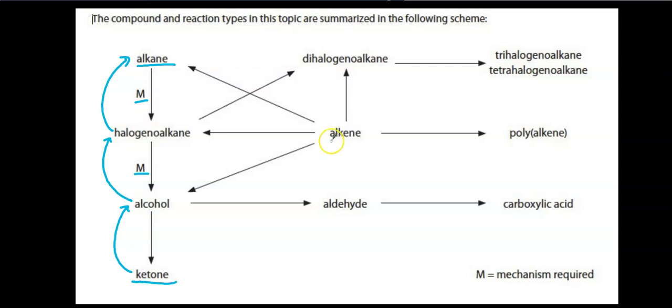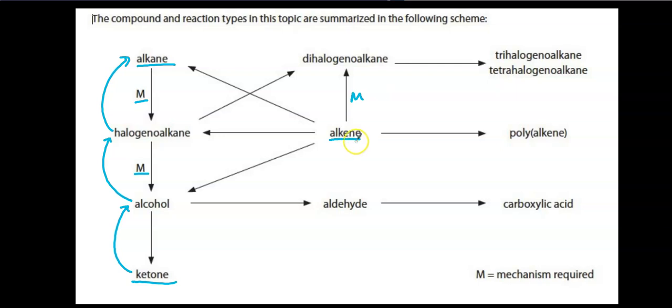Next, let's go here to alkenes. And so you need to know how to go from an alkene to a dihalogenoalkane. Let's just go ahead and add that: mechanism is required for this. So what kind of reaction is it where you take an alkene and you turn that into a dihalogenoalkane? Go ahead and pause and think about that. That is, of course, an addition reaction. Addition of a halogen will give you the disubstituted halogenoalkane.